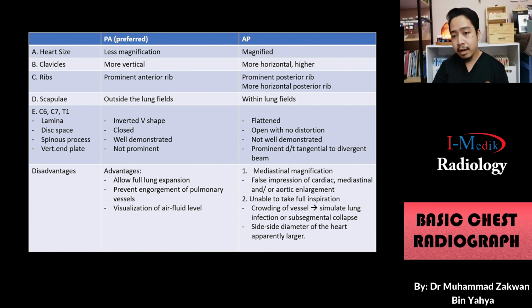What are the disadvantages of the AP radiograph? There will be mediastinal magnification, so there will be a false impression of cardiac, mediastinal, or aortic enlargement. Because the patient is also taken in either a supine or sitting position, the patient will be unable to take full inspiration, so there will be crowding of vessels. It will simulate lung infection or subsegmental collapse, and the side to side diameter of the heart will appear enlarged.